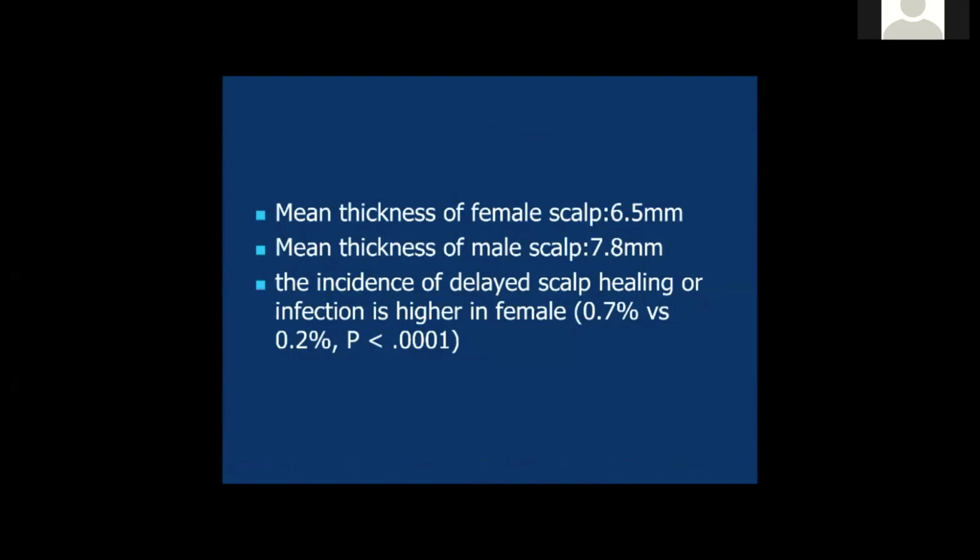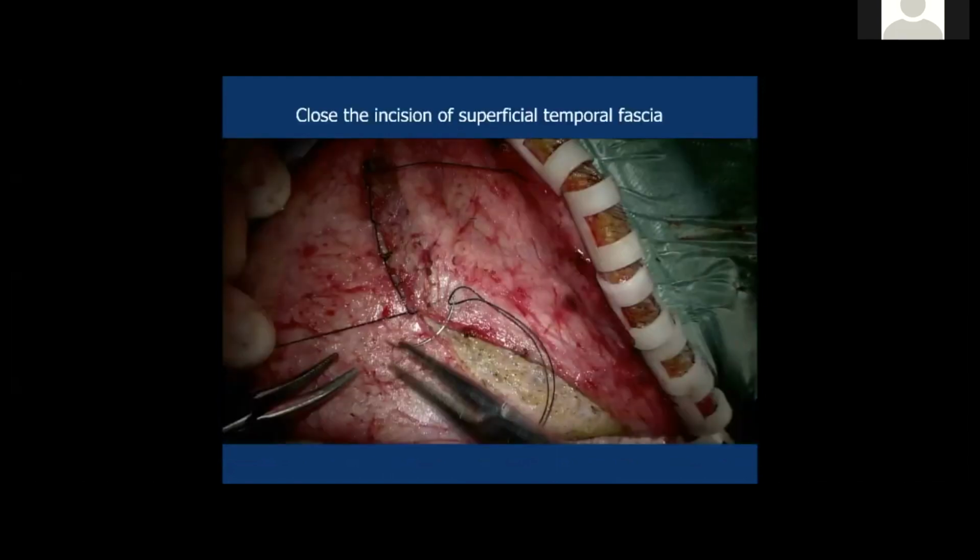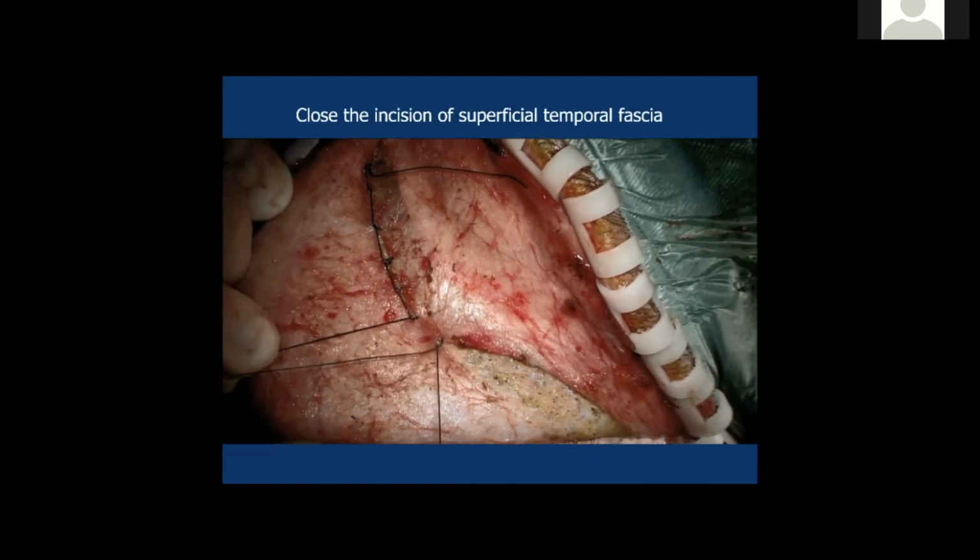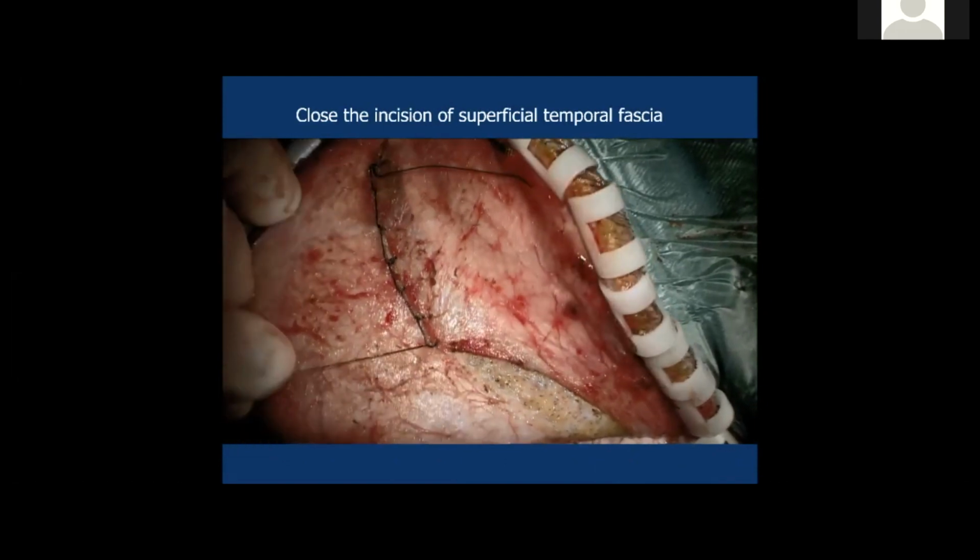So the mean thickness of female scalp is around 6.5 millimeters. For male, it's around 8 millimeters. The incidence of delayed scalp healing or infection is higher in female patients. Now I always close the incision of the superficial temporal fissure like this.